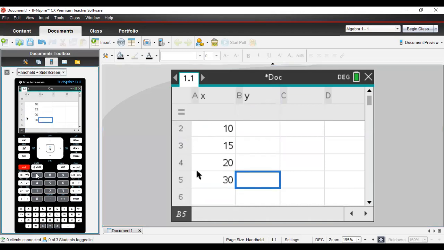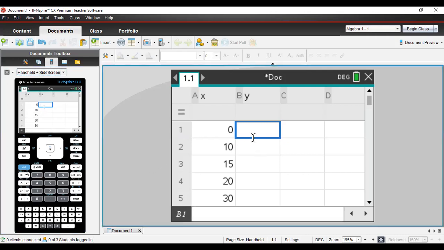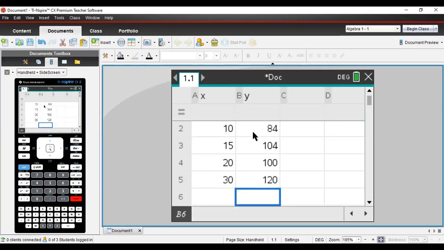Then we're going to do Control-7, which takes us to the top. 68 beats per minute, 84 beats per minute, 104 beats per minute, 100 beats per minute. Oops, dang it. Let me do it again. 68 beats per minute, 84 beats per minute, 104 beats per minute, 100 beats per minute, and 120 beats per minute.